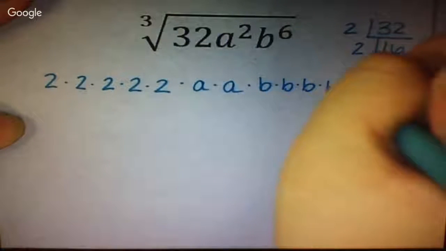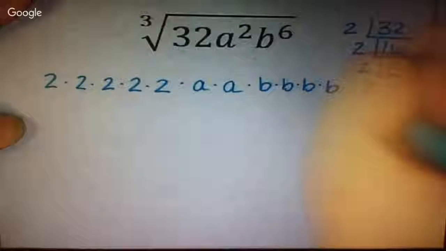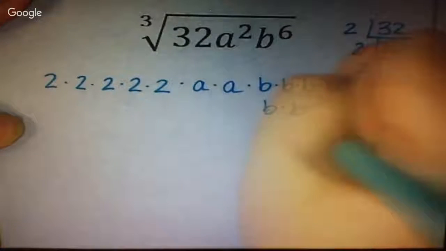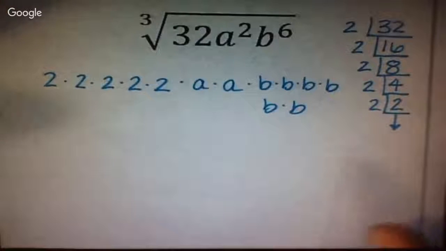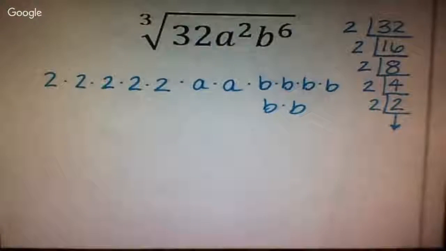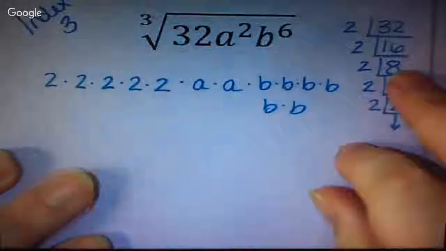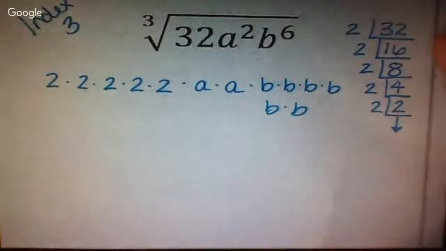I ran out of room again. I ran out of room, so I went underneath. How many b's? 6. It's b to the 6th power, so you should have 6 of them, okay? This time, my index is what? 3. So now, when I circle, there must be 3 of the same thing in the circle.